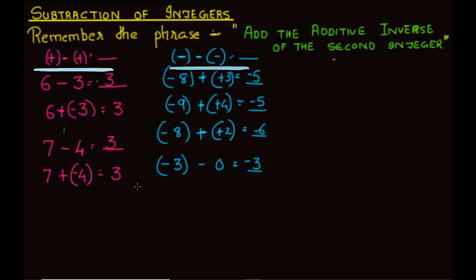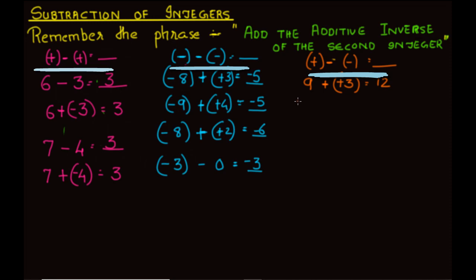So this is about positive subtracted by positive, negative subtracted by negative. Now what about positive subtracted by negative, what does it give us? So let's take a positive integer like 9 subtracted by a negative integer, let's call it negative 3. As I told you, subtraction, remember the phrase, add the additive inverse. Add the additive inverse of the second integer, we get a 12.